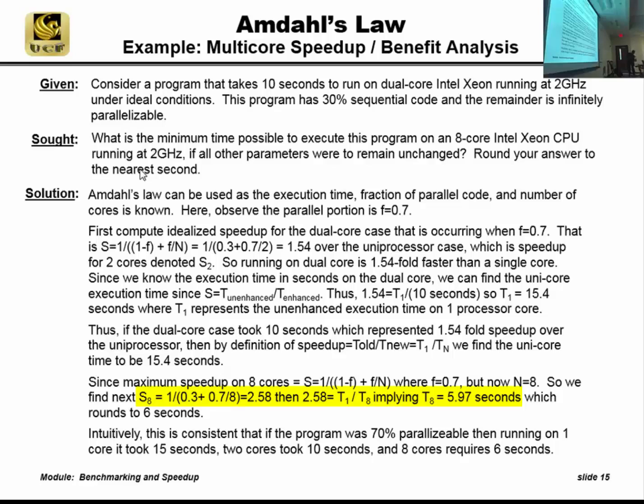Speedup is 2.58. Does that mean 2.58 seconds? Yes or no? No. It means it's 2.58 times faster. How many seconds was it? 15.4? So, divide, 5.97.